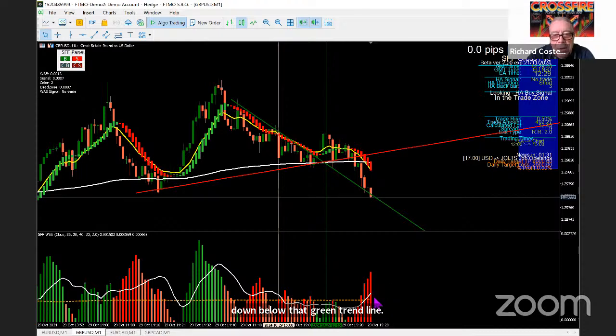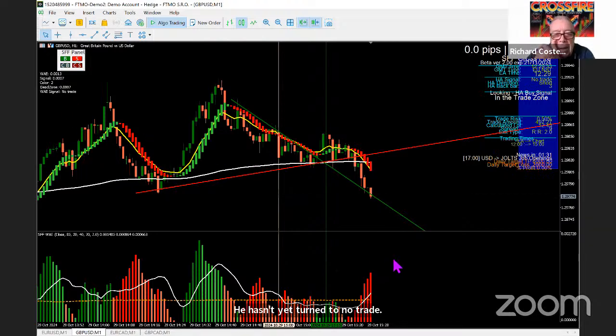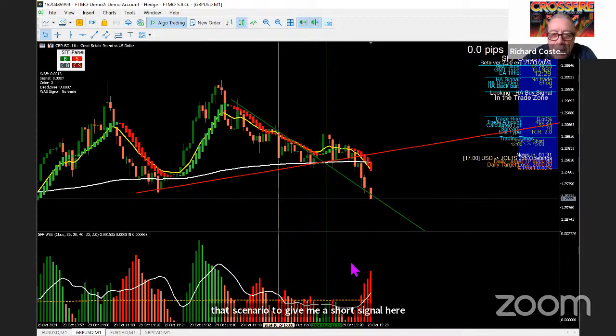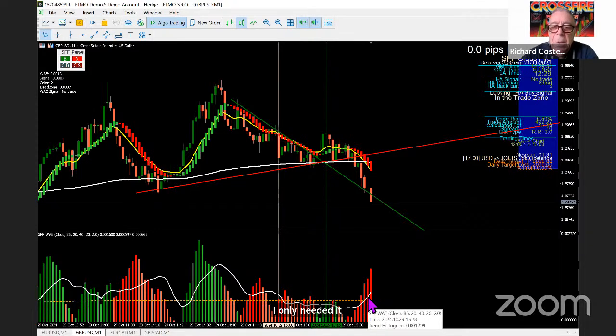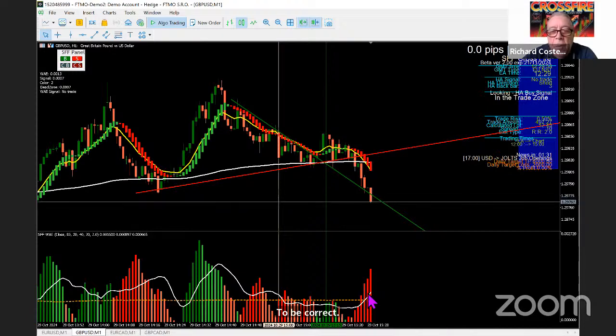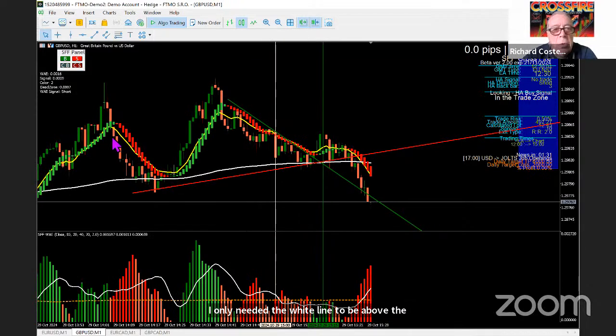This Water Atta is shaping up nicely for a sell. It hasn't yet turned to no trade, and that's something that I've had a word with Oliver about. I would like that scenario to give me a short signal here, because when I was trading manually, I only needed one candle to be correct. I only needed the white line to be above the orange line for one candle. And there we go. It's just gone to short now.